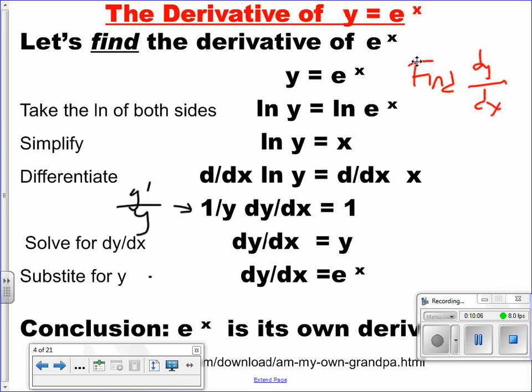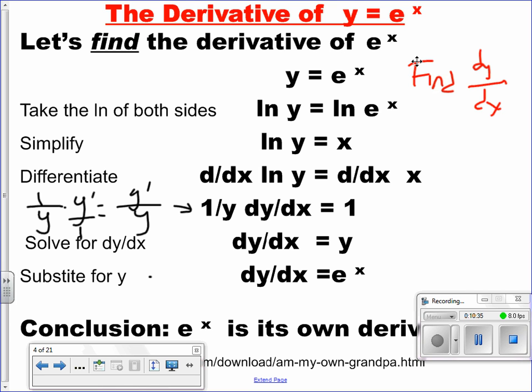You see this right here? This is the same thing as saying y prime over y, because y prime over y is the same thing as 1 over y times y prime over 1. You can always break up a fraction like that. So we're saying the derivative of this side equals the derivative of that side. The derivative of this side is y prime over y, or 1 over y times dy dx. The derivative of x, that's just 1.